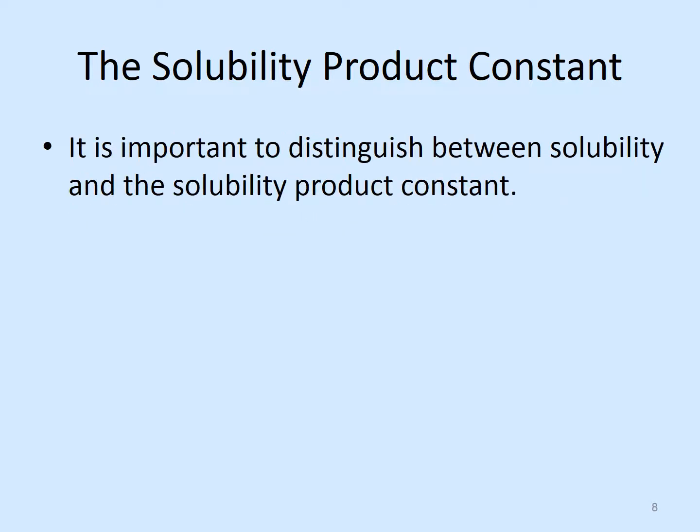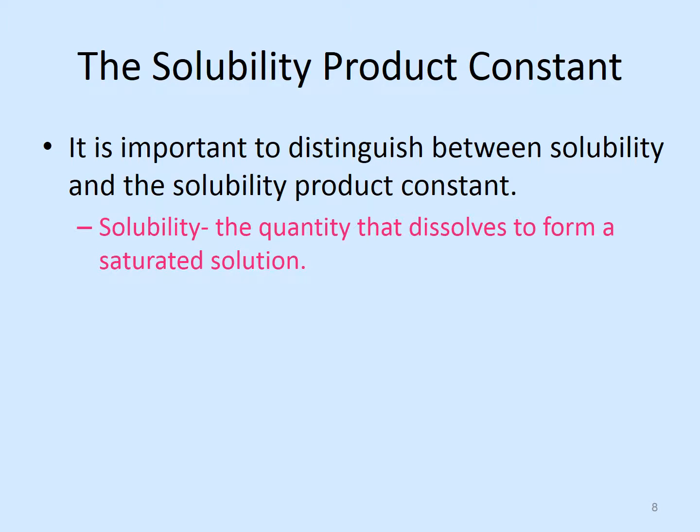Okay, so there's two different things that sound similar. There's the solubility product constant, which is the Ksp, which is the equilibrium constant for a particular salt, and it's something that you can look up. And then there's also something called just the solubility. The solubility just tells how much can dissolve. So solubility is just the quantity that dissolves to form a saturated solution. So if I said, what's the solubility of lead iodide? I just mean, what is the most that can dissolve in a particular amount of water? How much of it can dissolve?